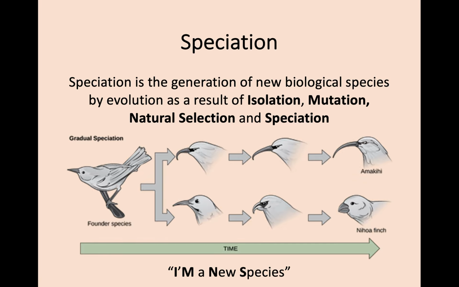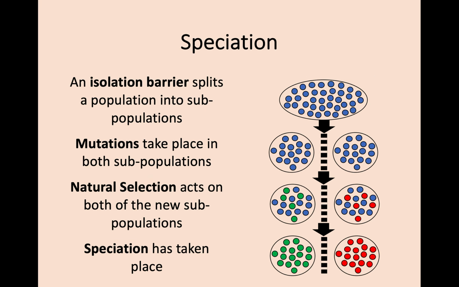But if you don't, a quick overview here, because it's relatively the same at Higher. You'll hopefully remember the idea of an isolation barrier. In National 5 we talked about it quite a lot in terms of a mountain range or a river or something breaking up a population of a species into two subpopulations. So the isolation barrier splits a population.